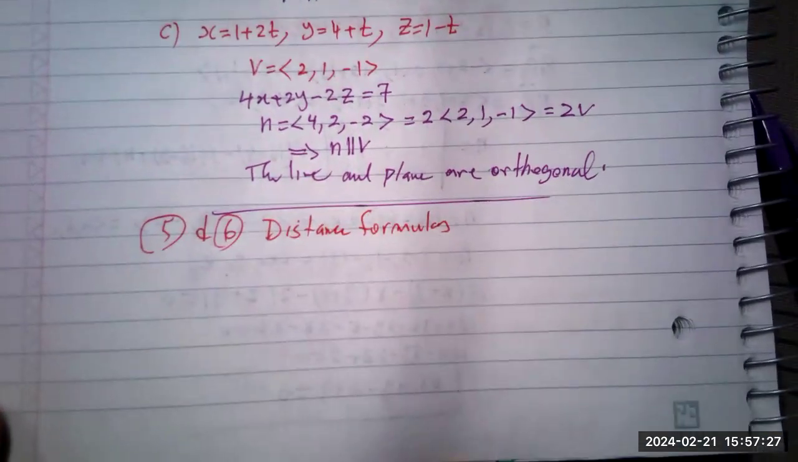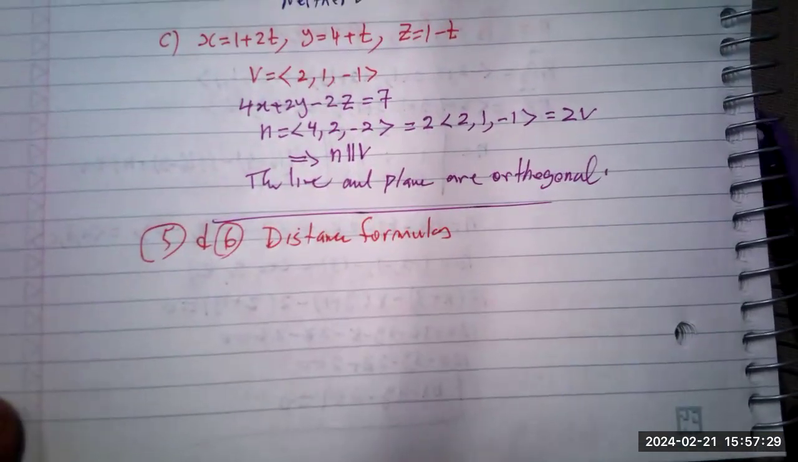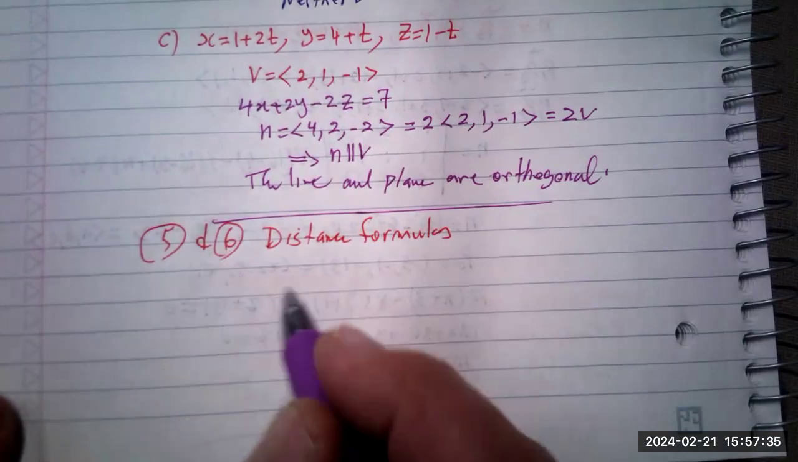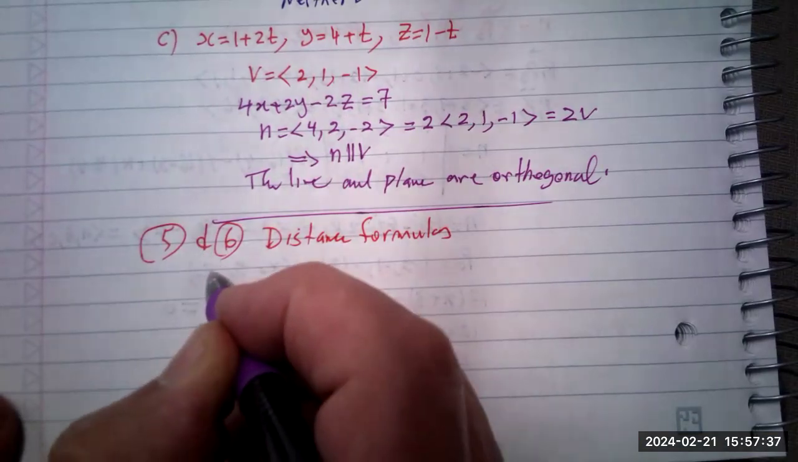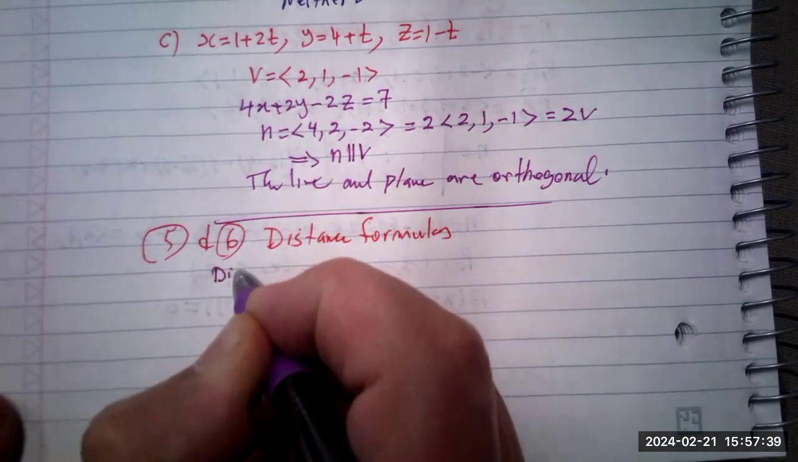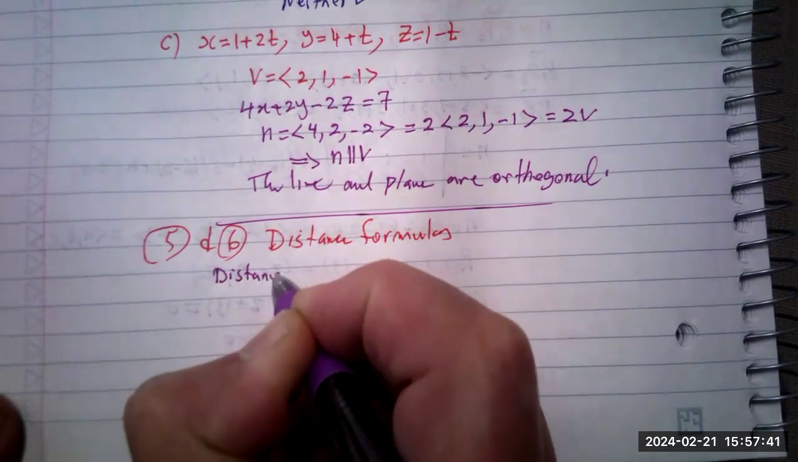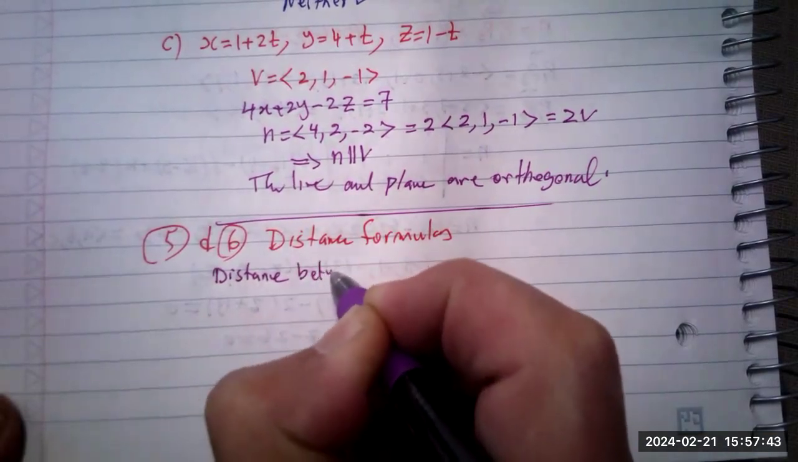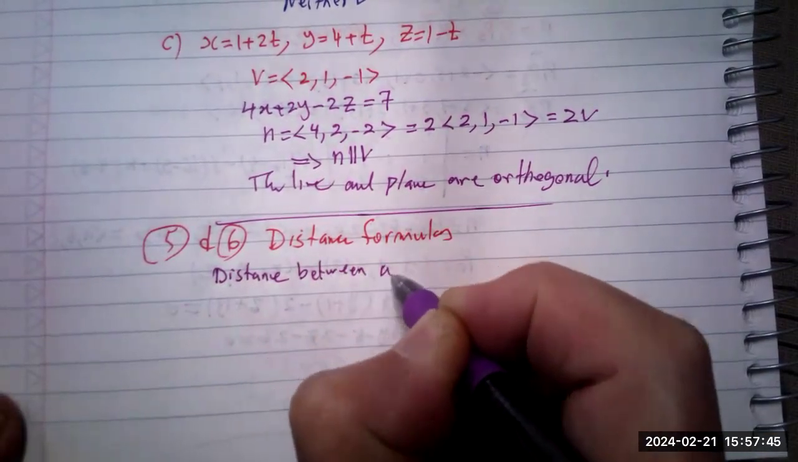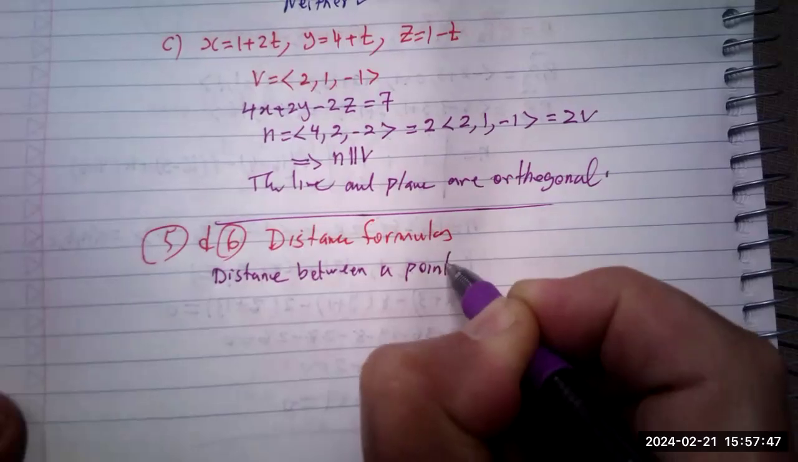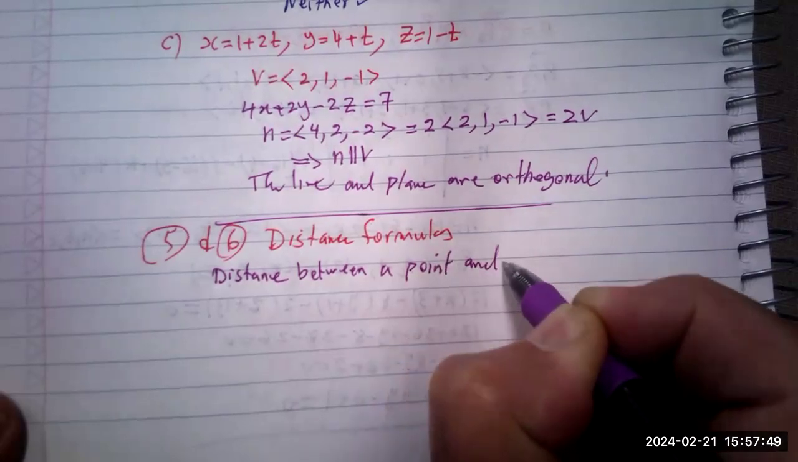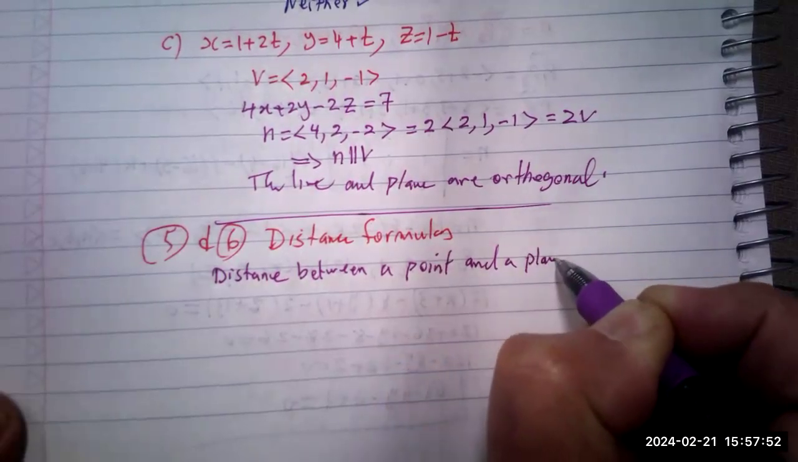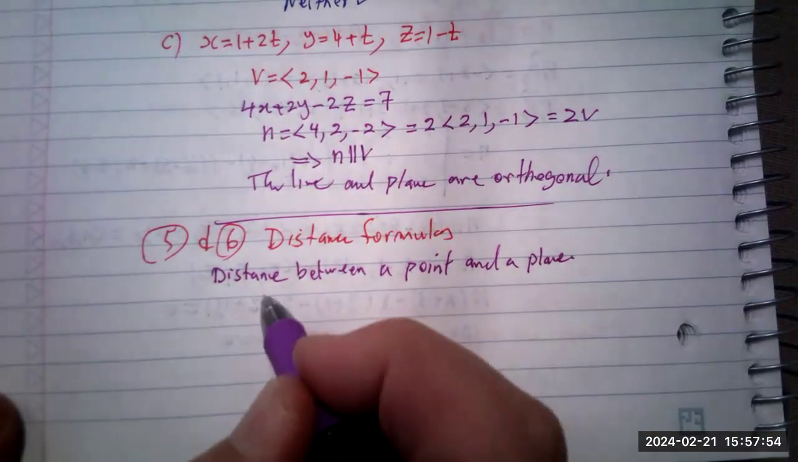The distance formula is going to be, the first one is the distance of a point outside of the plane. Okay, so the first one is going to be the distance between a point and a plane. So this is the formula.